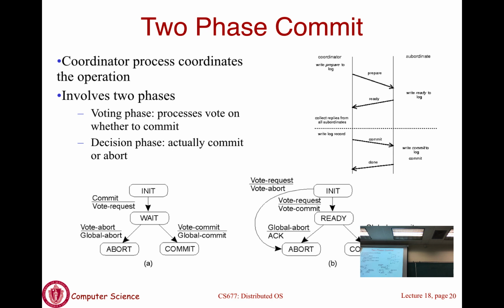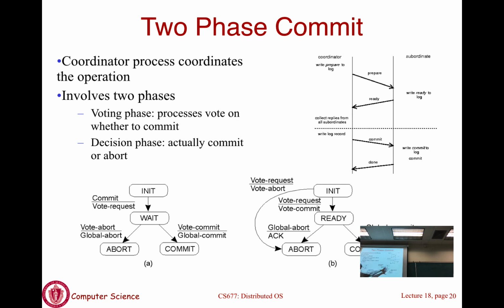Okay, and then the replies, let's say replies do come back. If anyone has voted to abort, you are going to send a global abort message, and you move into the abort state, saying that the decision is to abort. If everyone votes commit, you are going to send a global commit to all the processes, and the decision is to commit. Okay? That's the coordinator state transition diagram.